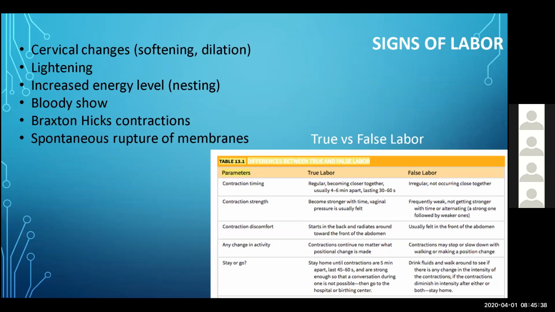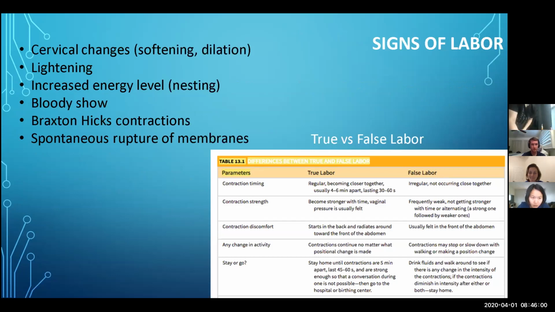So before the onset of labor, the pregnant woman's body undergoes several changes in preparation for the birth of the newborn. The changes that usually occur often lead to characteristic signs and symptoms that suggest that labor is near or approaching. So we have cervical changes, which refer to the cervical softening and possible dilation with the descent of the presenting part into the pelvis. It can happen from weeks to hours before labor starts.